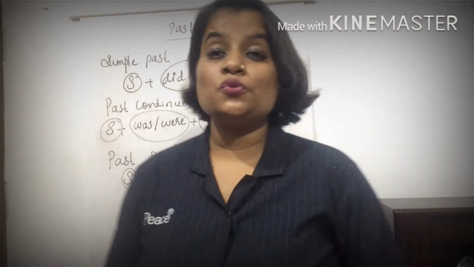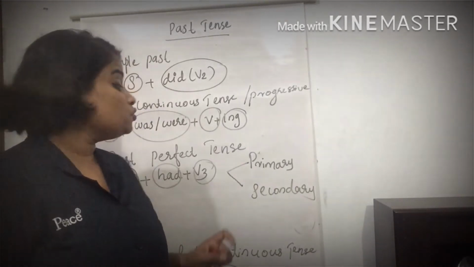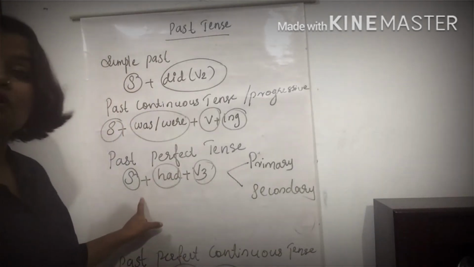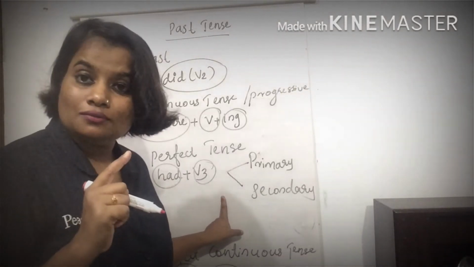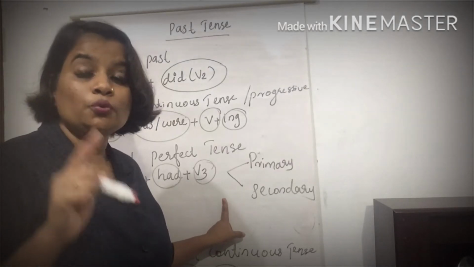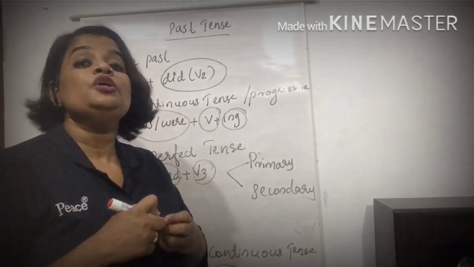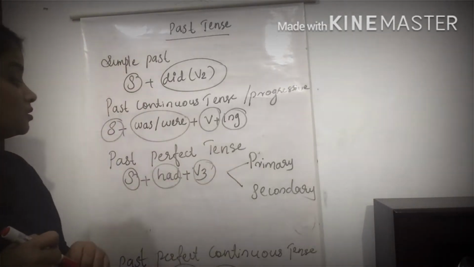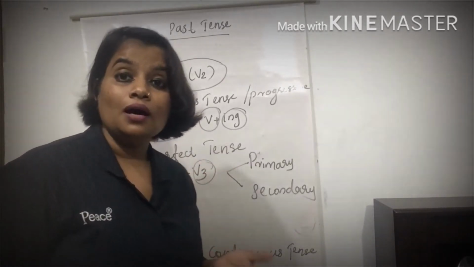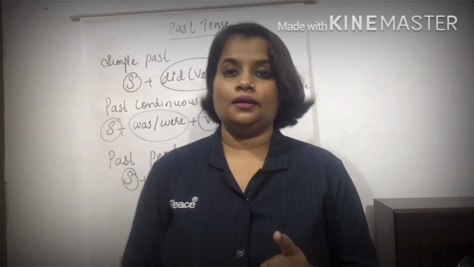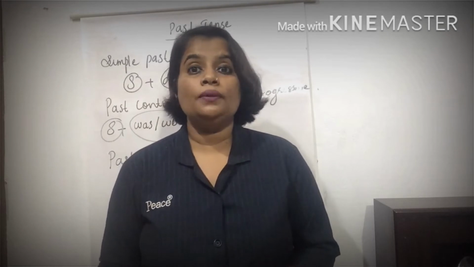Okay, the next one is past perfect tense. Past perfect tense I need to explain, that's why I left the space over here. The structure of the past perfect tense is subject plus had plus V3, but we want to know about the past perfect tense in detail. So in the case of past perfect tense, we normally use the structure subject along with the helping verb had plus V3. Always in the perfect tense you have to use only the verb third form.